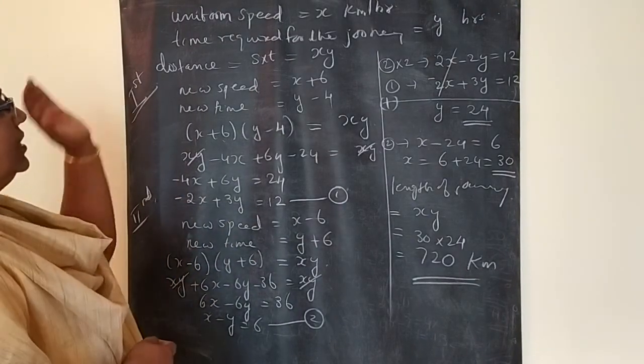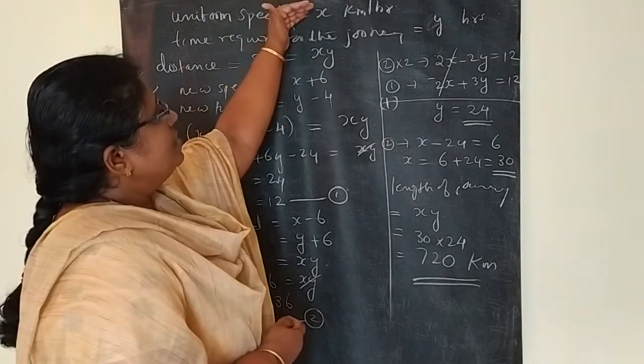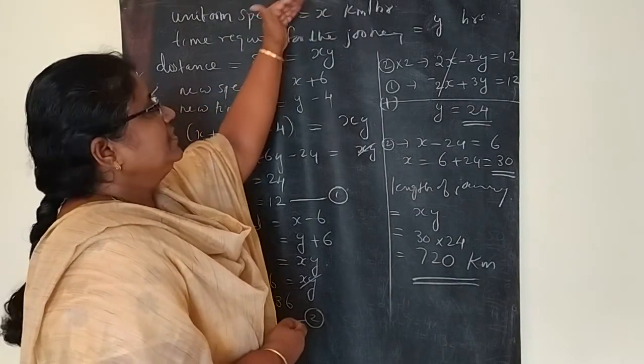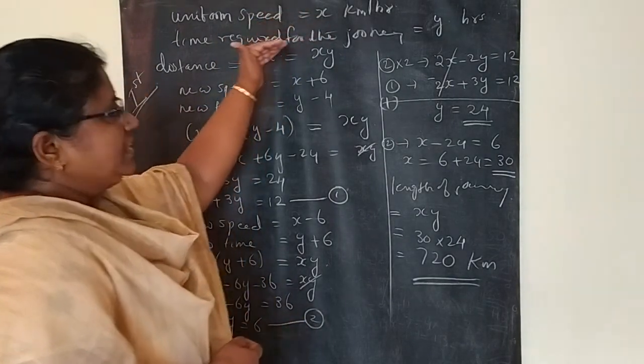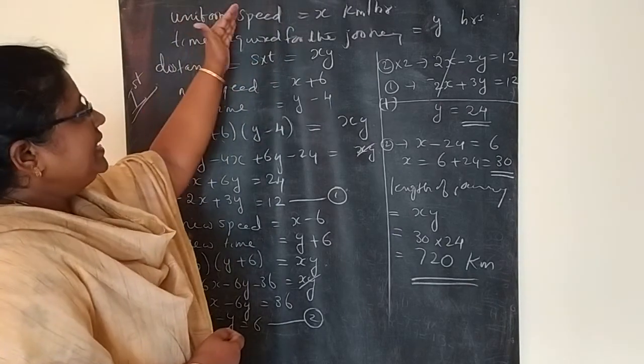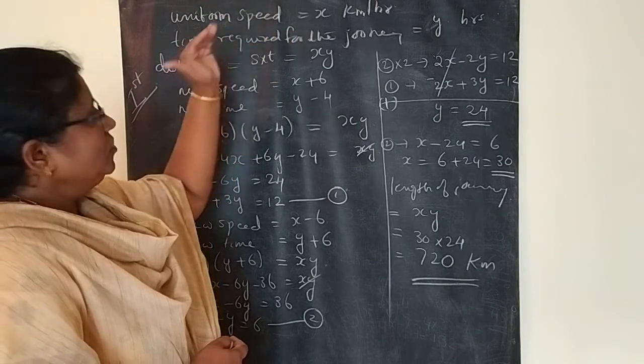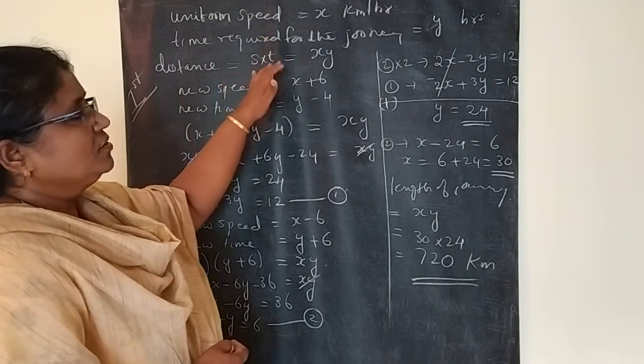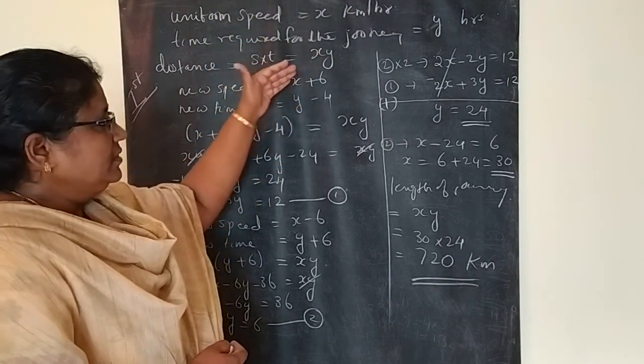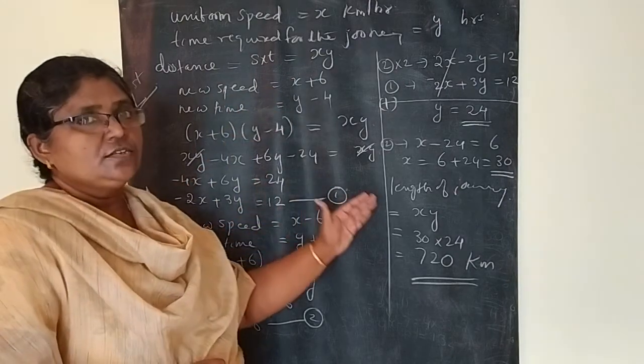Okay. So this is important. What we have to consider as x and y, that is important. In this particular question, speed and time we are considering as x and y. So we are getting the distance or length of the journey as xy, then forming two equations and simplifying.